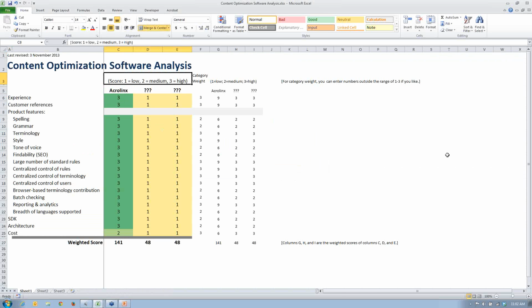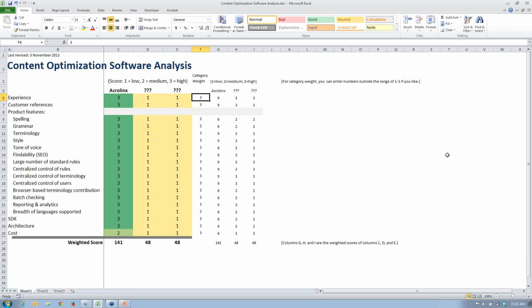Now, what we did was we said, okay, we're going to set the score to be one if Acrolinx or another product rates low for this category, two if it's medium, and three if it's high. What we didn't show is what weight do you give this? How important is this to you? So we put the weight, the category weight, in this column.